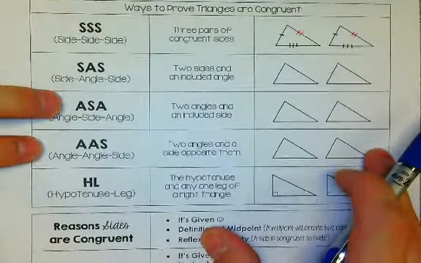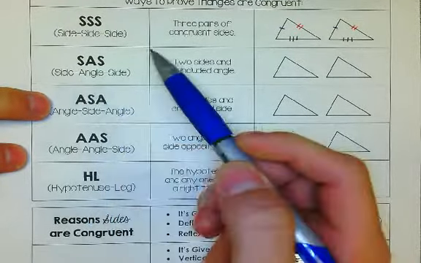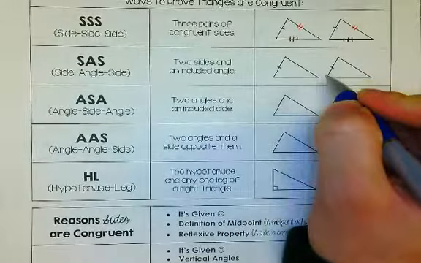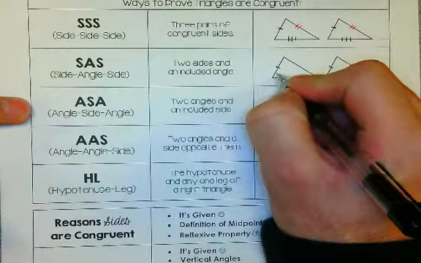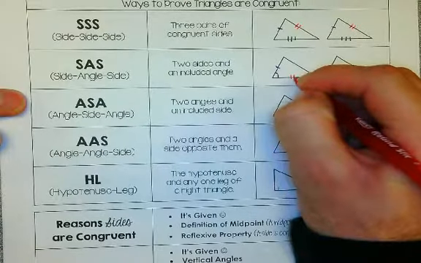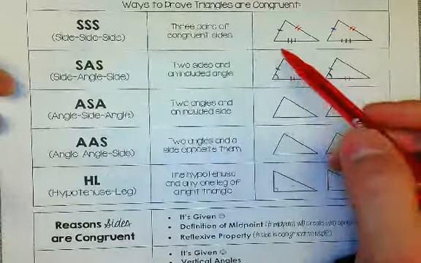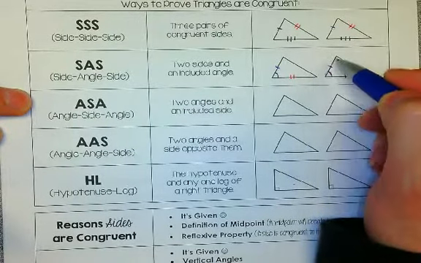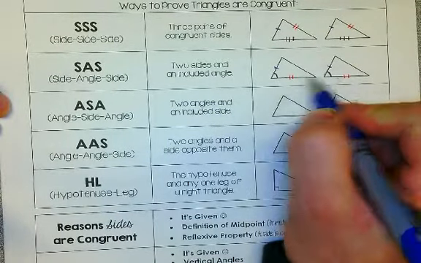The second way that we can prove that triangles are congruent is side, angle, side. Now these have to be in the correct order. So I'm going to draw what the picture looks like, and we're going to talk about it. Here the blue side is congruent to the other blue side. So we got a pair of congruent sides. Then we have an angle, this black angle here, and then we have another pair of congruent sides.